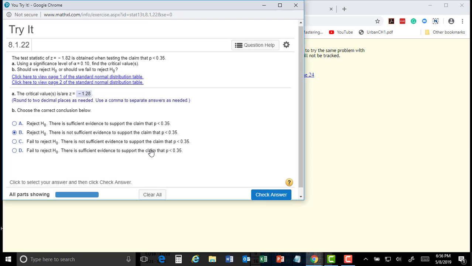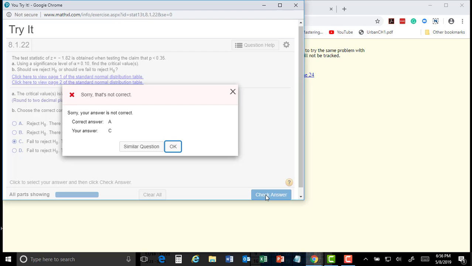Wait, we failed to reject. Why did I put reject? Didn't we fail to reject? Not reject, but fail to reject. Okay, so we want to fail to reject, but there's not sufficient evidence to support the alternative. How about that? Ta-da! Oh, it's A. Why? Oh, my gosh.